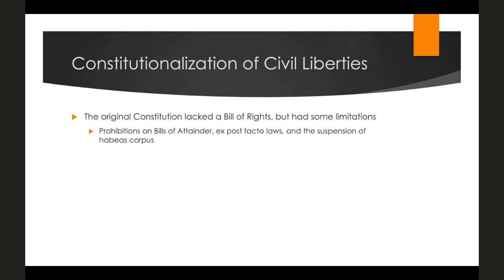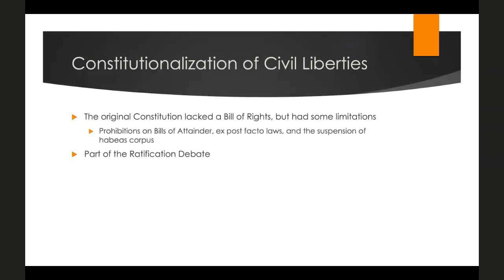It also prohibited the suspension of habeas corpus, that if you are held by the police, if you're held by the government, they have to charge you with a crime. They have to bring the body, literally what habeas corpus means, to a judge and they cannot hold you indefinitely.